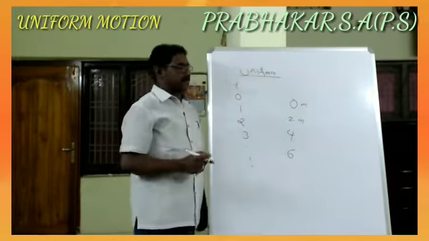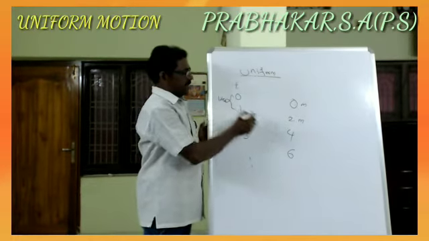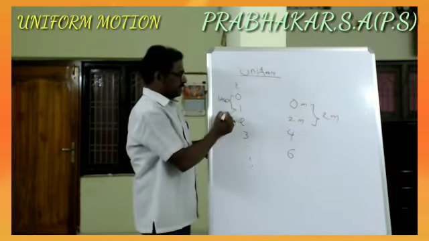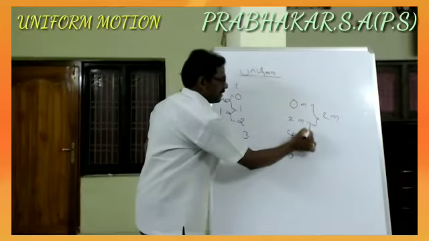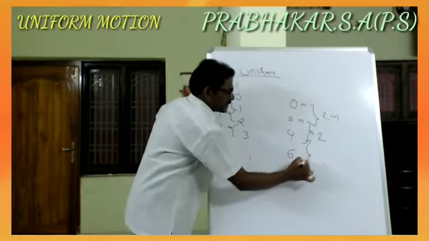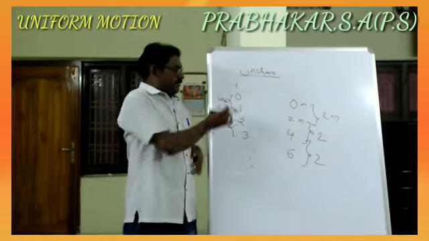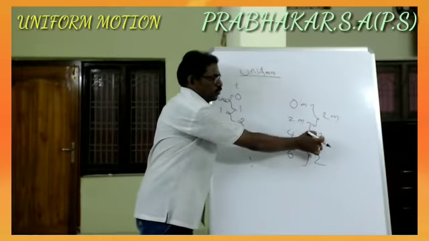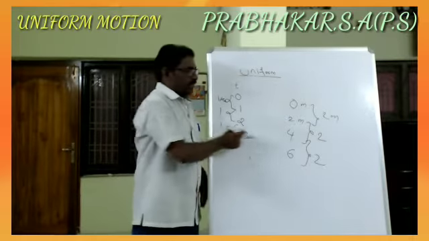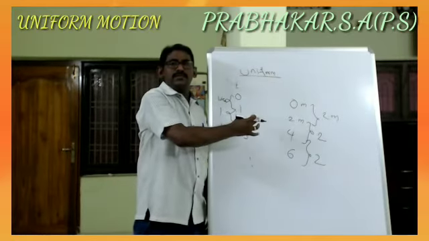If you observe this, here the time interval is 1 second and the distance covered is 2 meters. Next, time interval is 1 second, distance covered is 2 meters. So here this object, for every second it covers 2 meters of distance. That means in equal intervals of time it covers equal distances. Hence this object is in uniform motion.